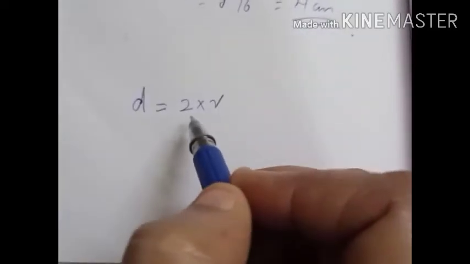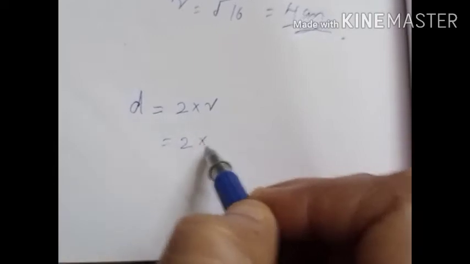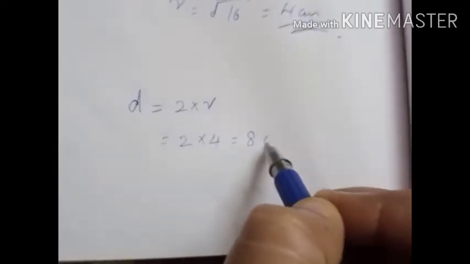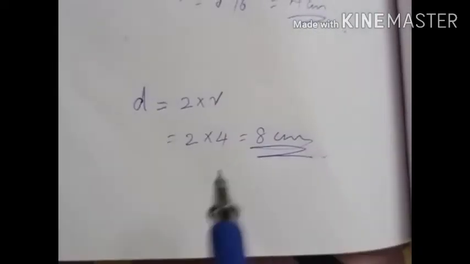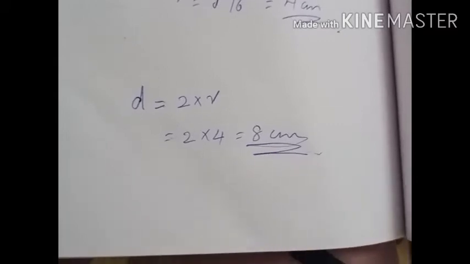But according to the question, we have to find the diameter. So diameter D equals 2 into R, twice the radius. That is 2 into 4 equals 8 centimeter. So the diameter of the cone is 8 centimeter.